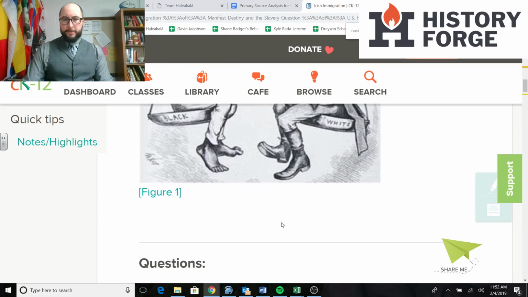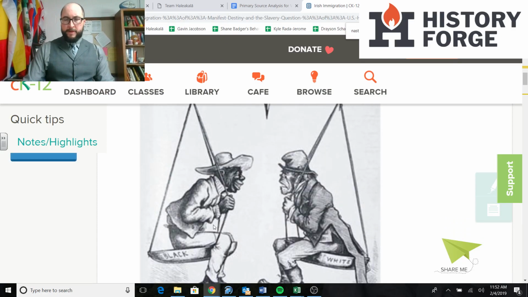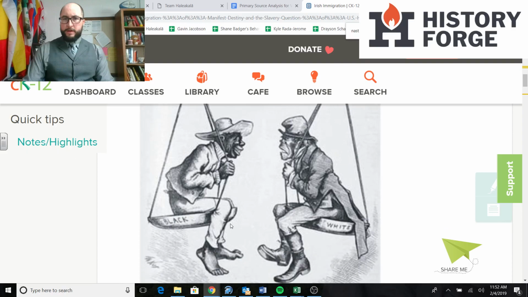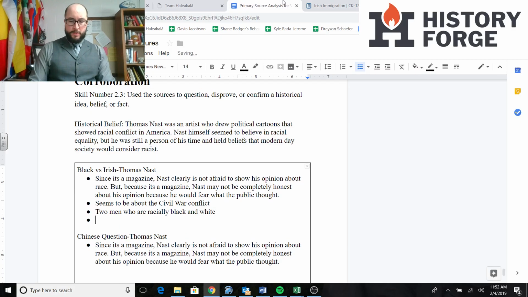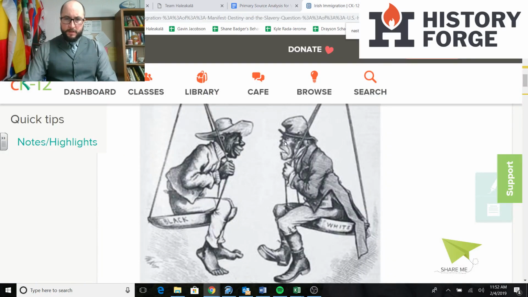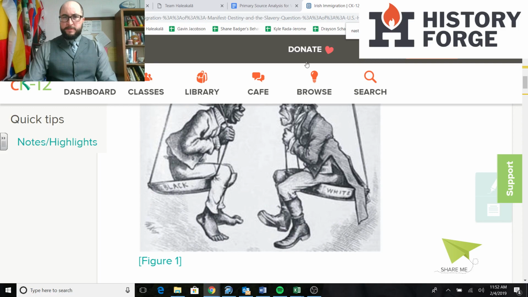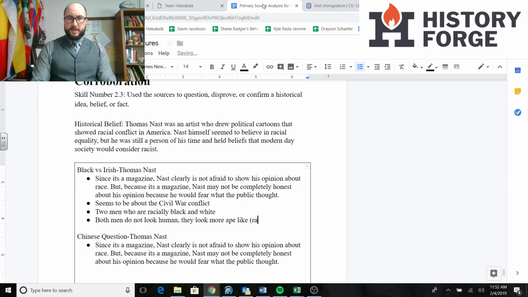Looking at both, both have very interesting clothing on. Not only that, both don't look human. I'm going to say that. So, both men do not look human. They look more ape-like, I would say, especially the Irishman. And both seem to be very racially discriminatory, so I'll say racial discrimination next to both of them.